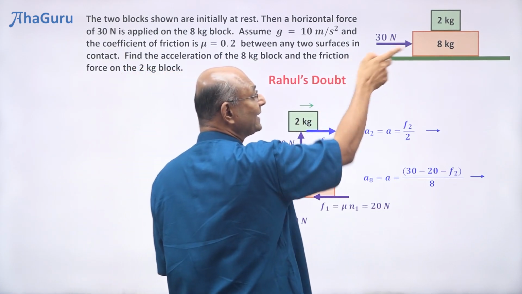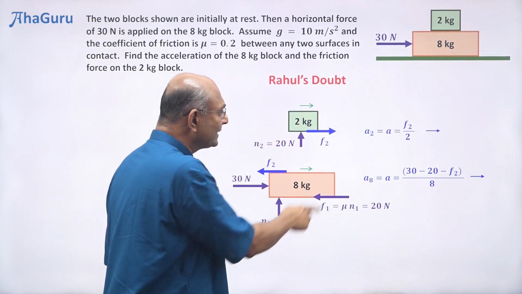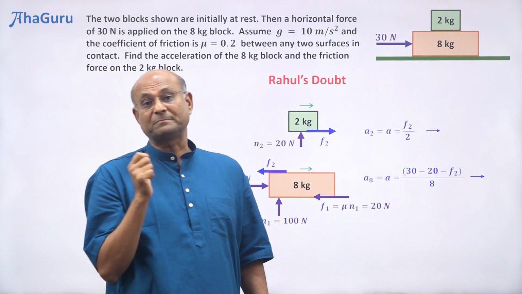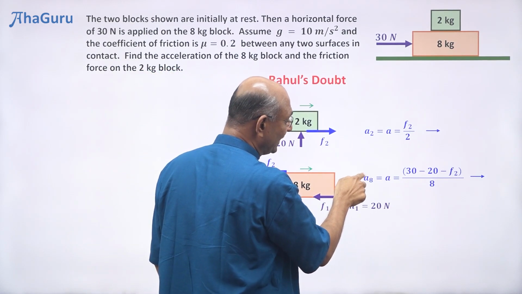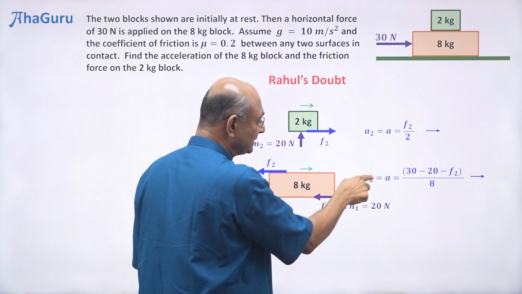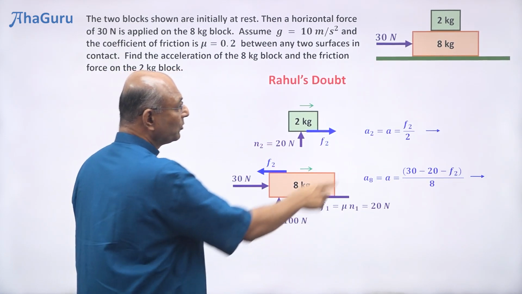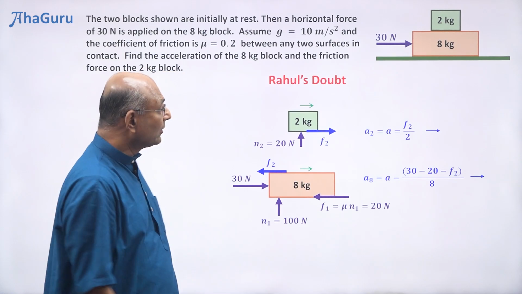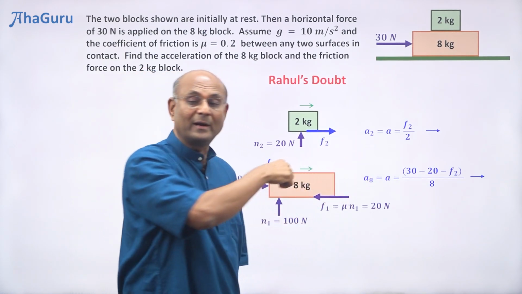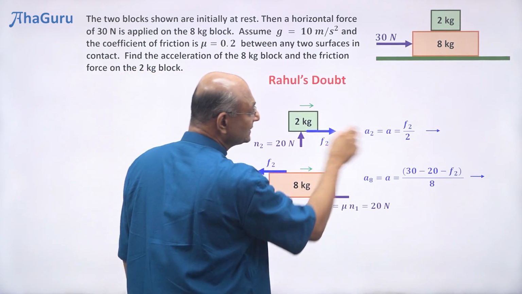Because if they are moving differently, then they will slip. So if they are moving together, both these accelerations must be the same. That's why I wrote A8, the acceleration of this 8 kg block, is equal to A, the acceleration of the 2 kg block is equal to A. So both of these are equal. Now I can use the fact that these two are equal to solve and find out what F2 is.